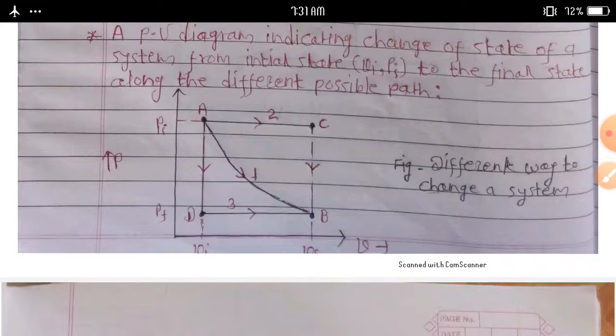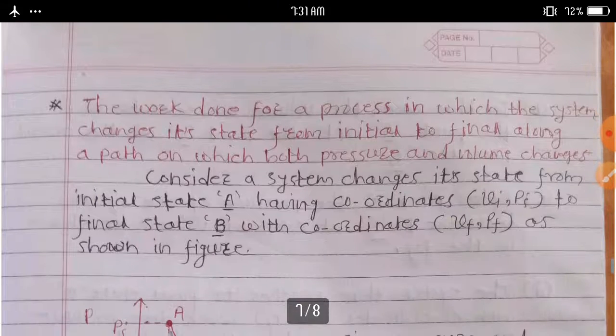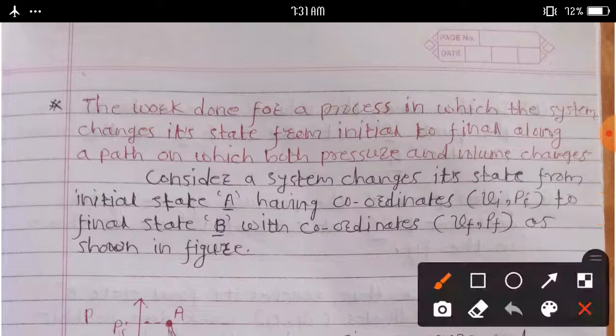Next, we consider the work done for a process in which the system changes state from initial to final along a path on which both pressure and volume change. The work done for a process in which the system changes its state from initial to final along a path on which both pressure and volume change.